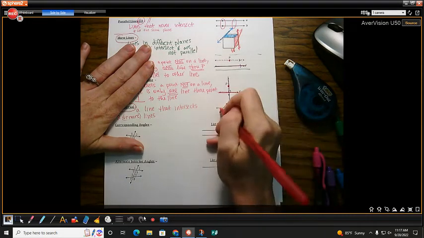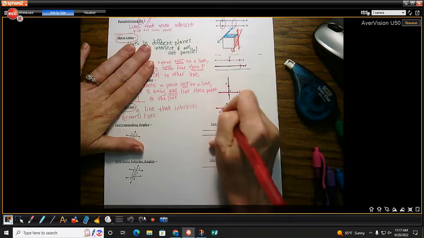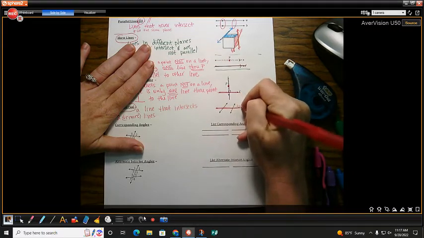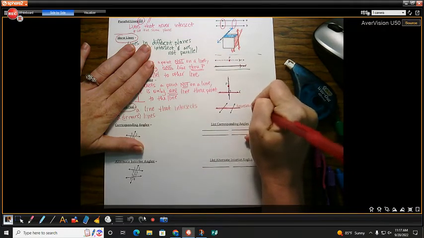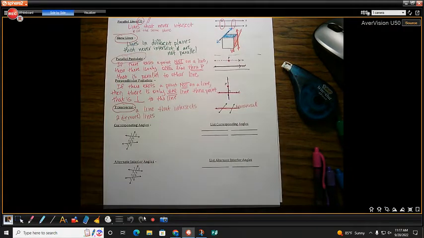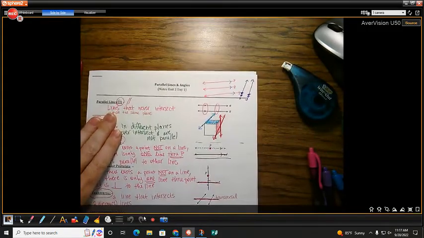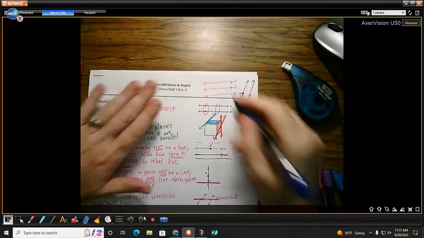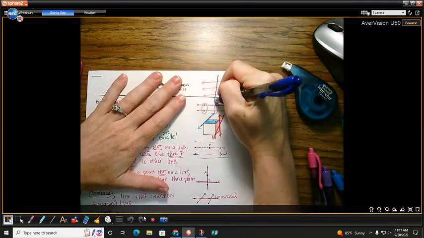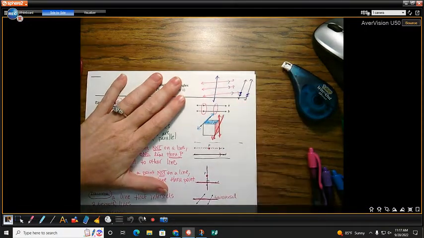In this picture, this would be the transversal. Correct. But, and it's a pretty big but, transversals can cross more than one line. So this could also be a transversal, even though it's crossing 3 lines.